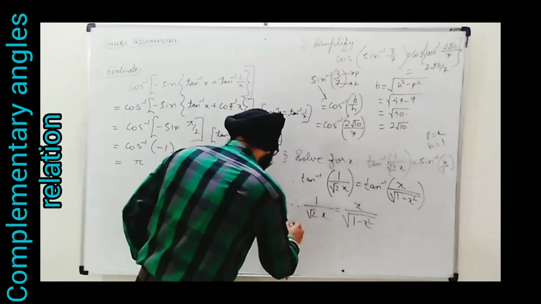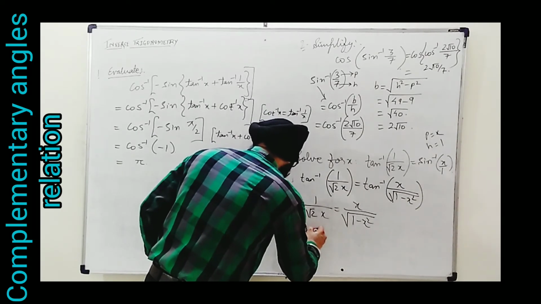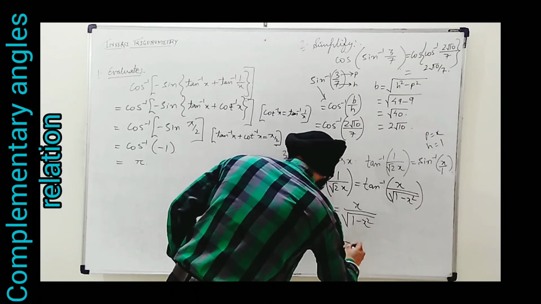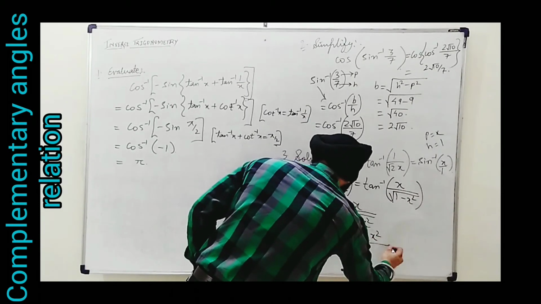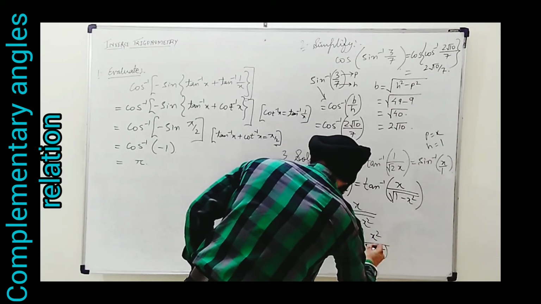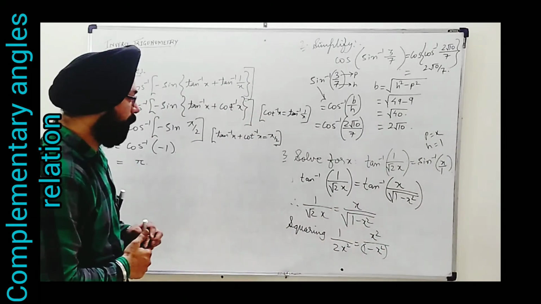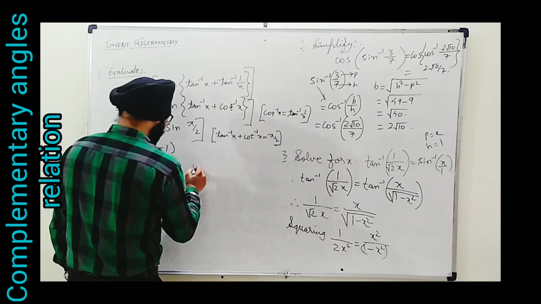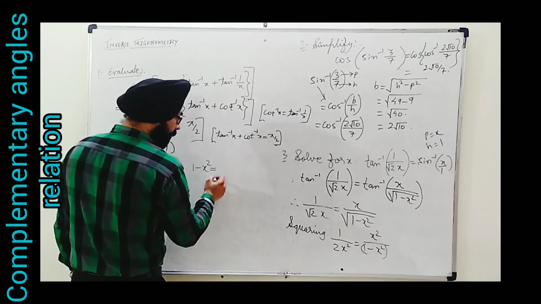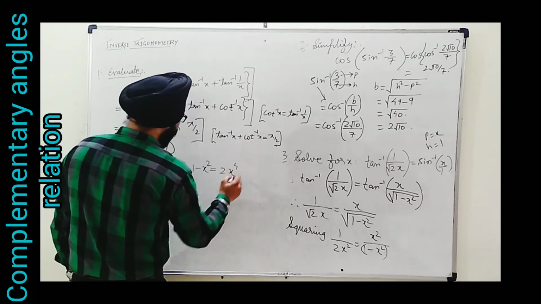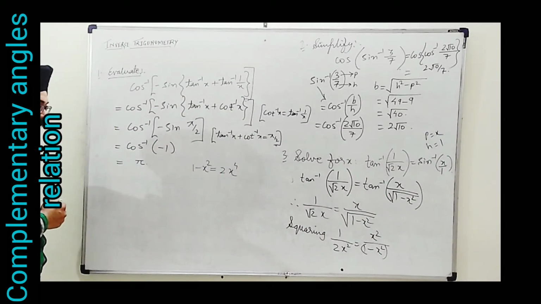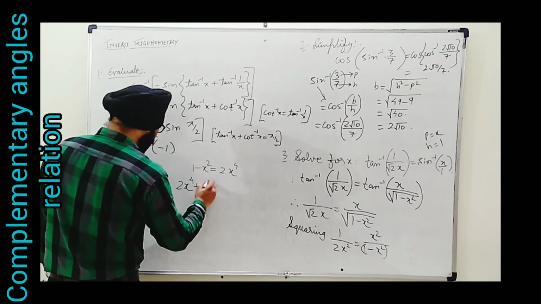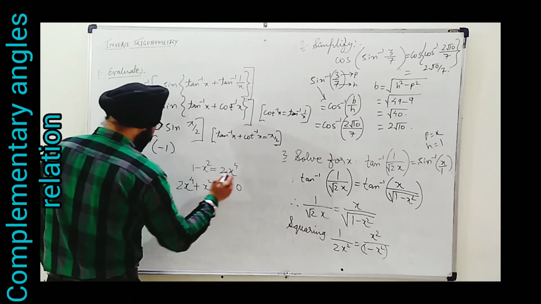So squaring both sides, I get 1 upon 2x square equal to x square upon 1 minus x square. And now we need to cross multiply. We will see that we find 1 minus x square equal to 2x to the power 4. This can be simplified to 2x to the power 4 plus x square minus 1.